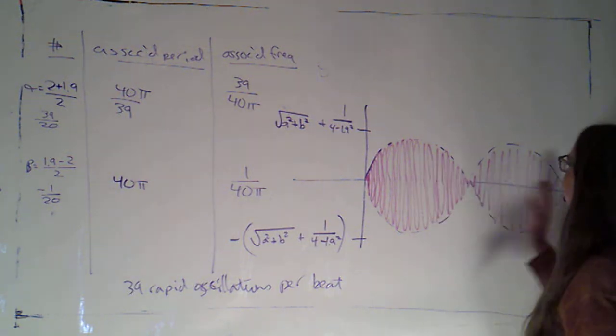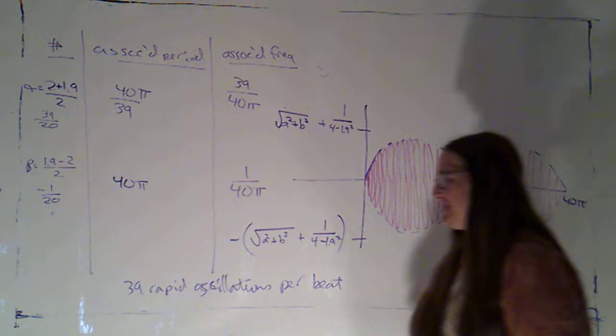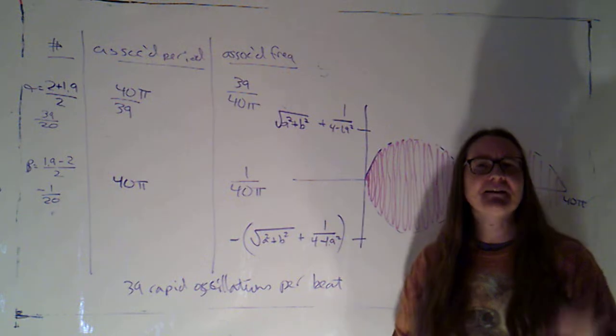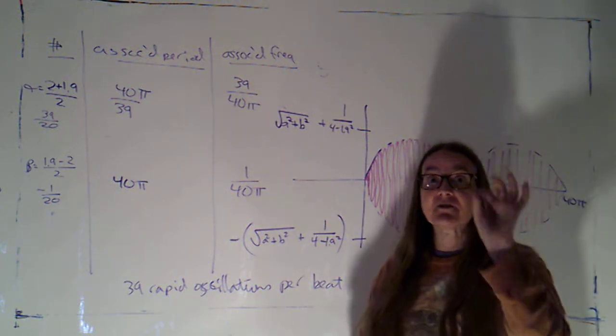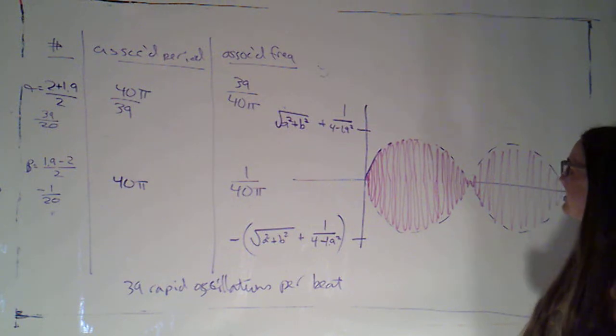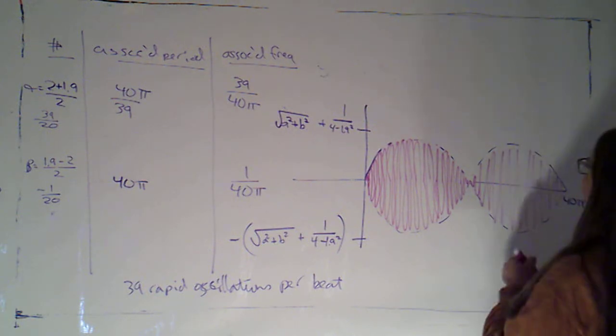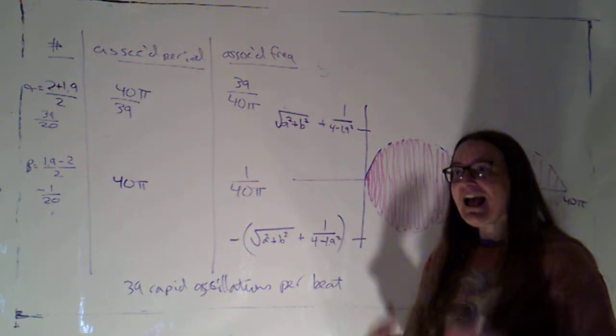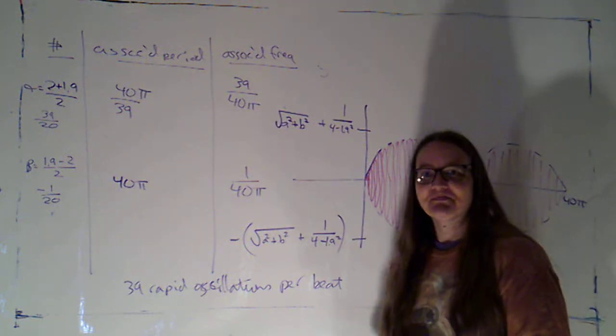Now, if you have a smaller number of rapid oscillations besides 39 per beat, if you had 4 per beat or something like that, I would expect you to actually draw that so that I could count the 4 per beat. And I will try to rig the problem so that that's actually doable. You should be more rapid. But kind of interesting to see how that plays out.